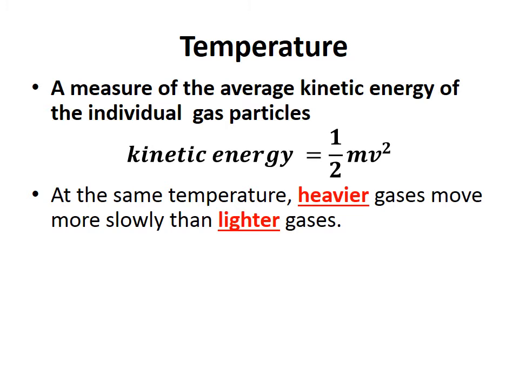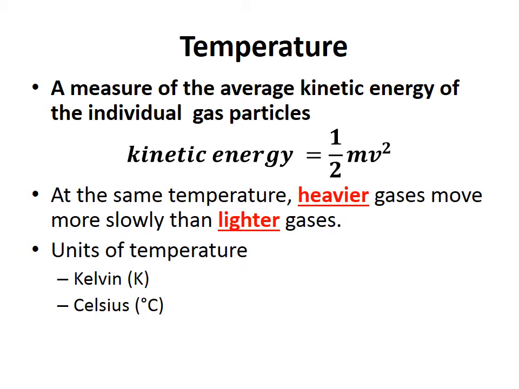All right, so if temperature is a measure of the average kinetic energy, particles at the same temperature should have the same kinetic energy. So the heavier particles would be moving slower than the lighter particles, because the lighter particles have to make up for that extra mass. So they're going to be moving faster to maintain that same kinetic energy.